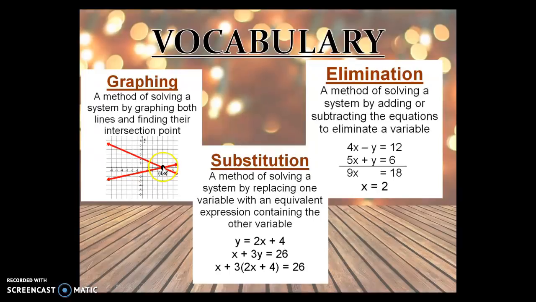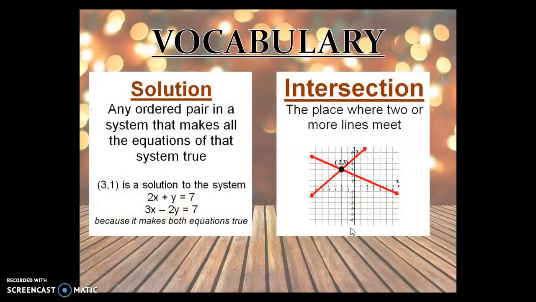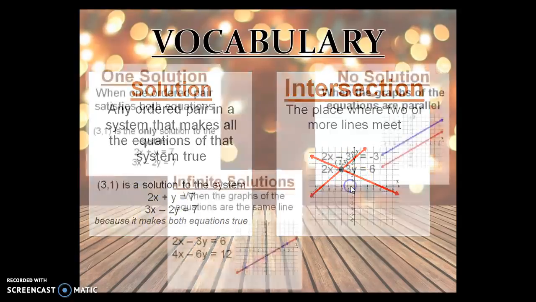Graphing, it's where they cross. Substituting, you have to substitute something in and then solve. Eliminating, you eliminate something and then solve. A solution is where they cross or which x and y make the statements true. Intersection is where two lines cross.